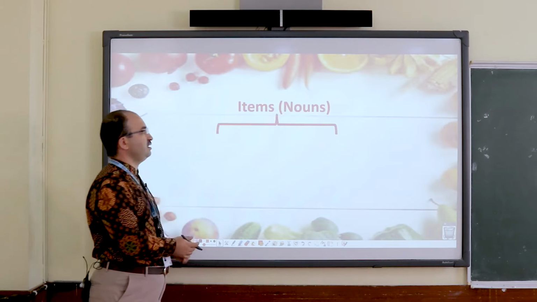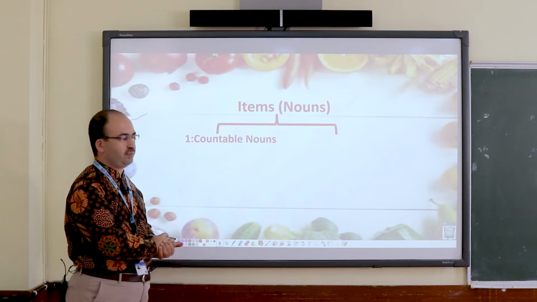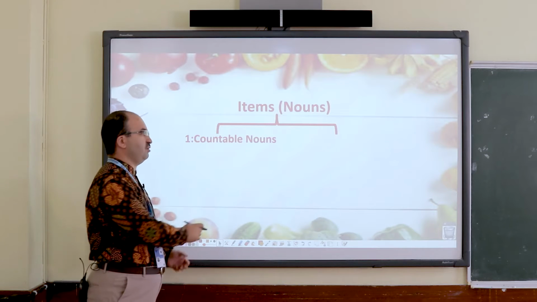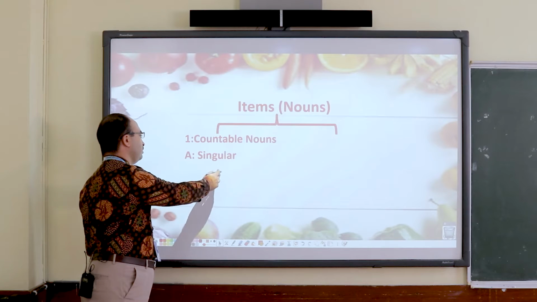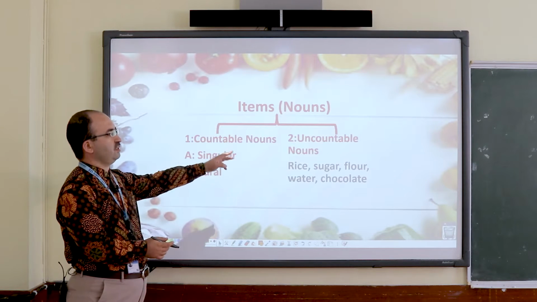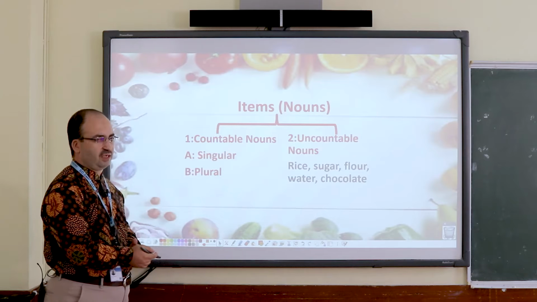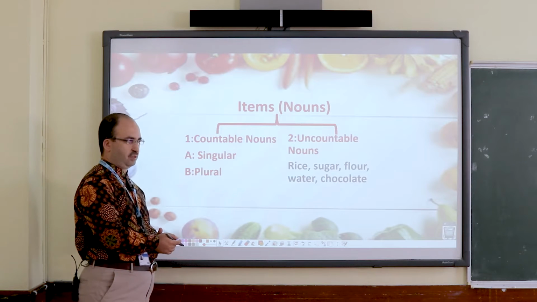So nouns are the names of things. We divide them into two. One, countable nouns that we can count. They are singular and plural. And uncountable nouns are those that we cannot count, like rice, sugar, flour, water, chocolate.